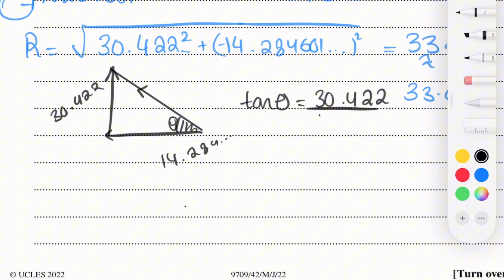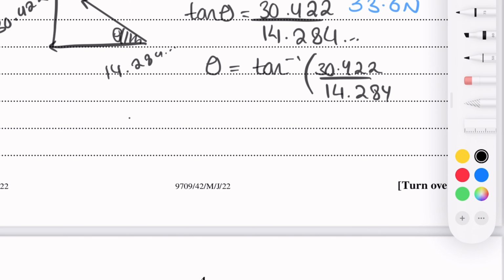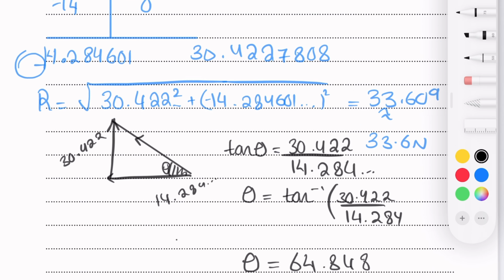30.422 divided by 14.284, and then you can get tangent inverse of this whole thing, and you will get the answer. And so tangent inverse is 64.848, which rounds to 64.8 degrees from the negative x-axis.